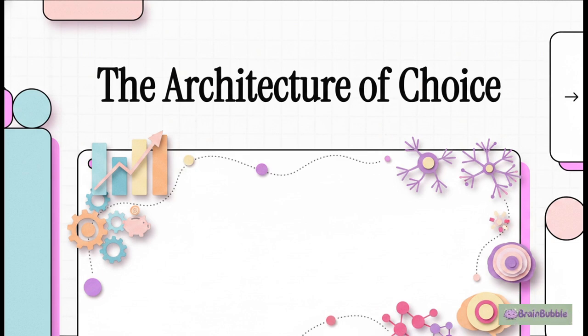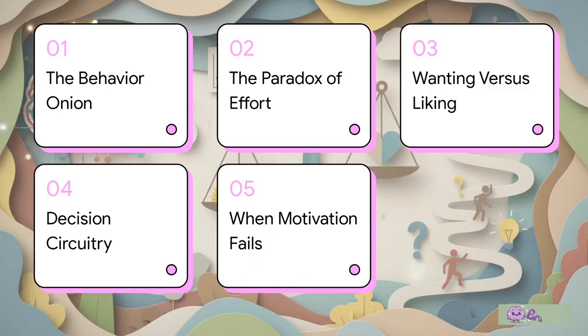So if you've ever wondered why some tasks feel, well, literally impossible to start, or why you suddenly find the motivation to do something incredibly difficult, you are in the exact right place. We're going to decode the architecture of choice. Okay, let's dive into this roadmap.